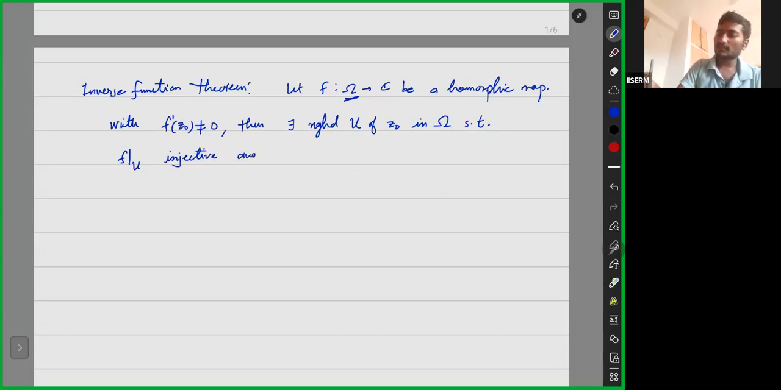and on f of U, the map f inverse is analytic. Okay, or also holomorphic. What I have written here is also holomorphic. Also holomorphic means there exists a small neighborhood where the restriction of f is invertible, and the inverse is also holomorphic.